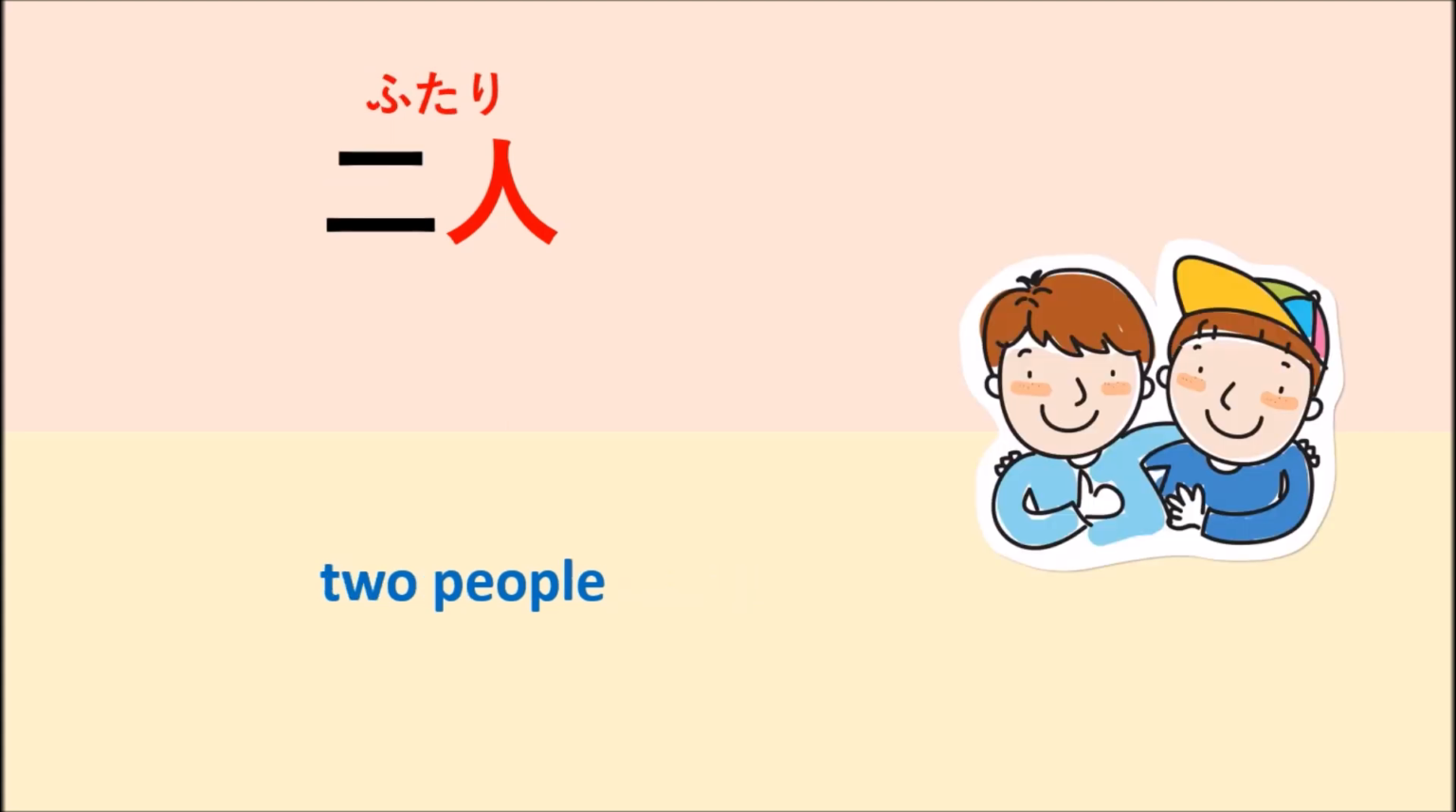And this one also has a special reading. We read it futari. Futari means two people. Here we have the kanji of ni, which means two, and hito, which means people. So if you put them together, this means two people. But they don't say ni hito. They say futari, which means two people.